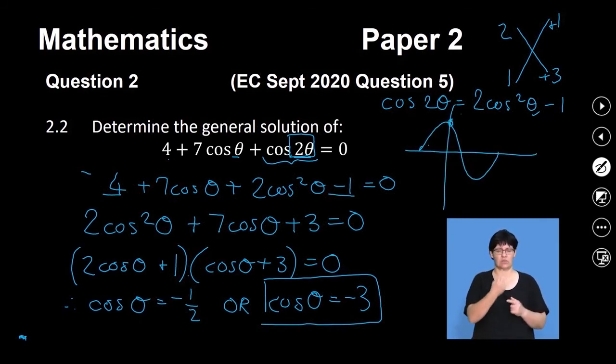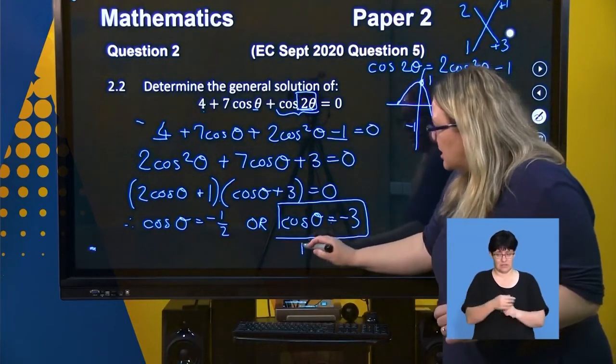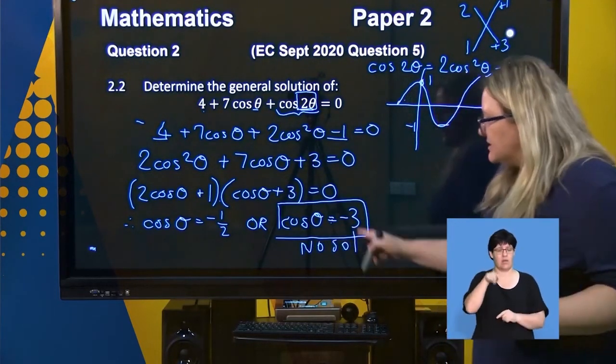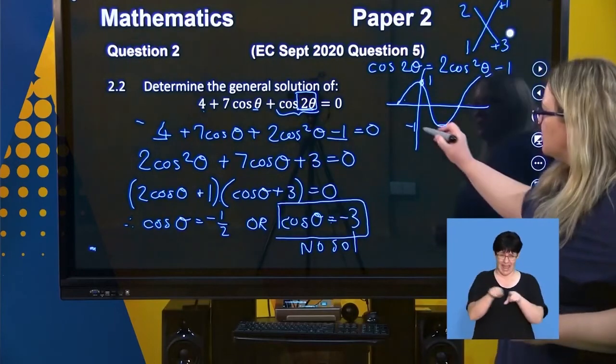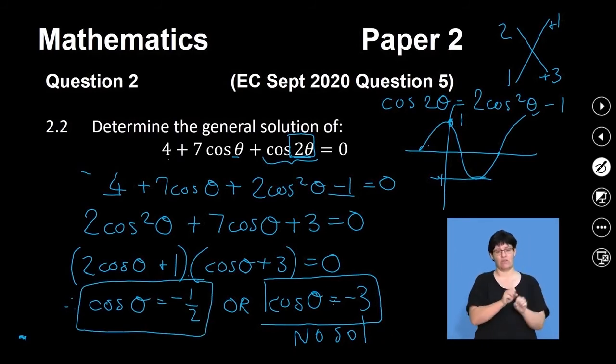it starts at 1 and it goes down to -1. So there's no value of theta that is going to make cos of theta equal to -3. So there's no solution from this particular equation. So this is no solution. No value of theta is going to make cos of theta equal to -3 because it never goes below -1. So I need to focus all my attention onto this part of the general solution, and I'm going to do that on the next page.